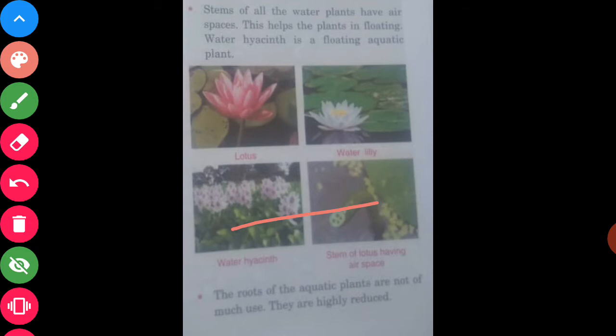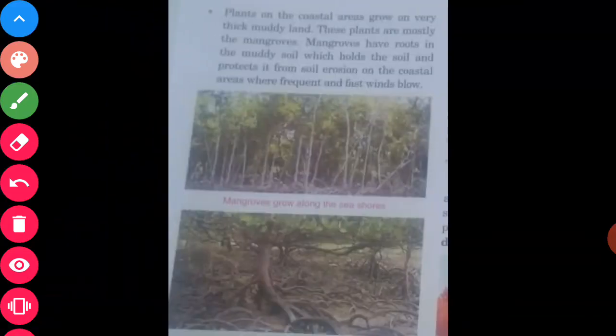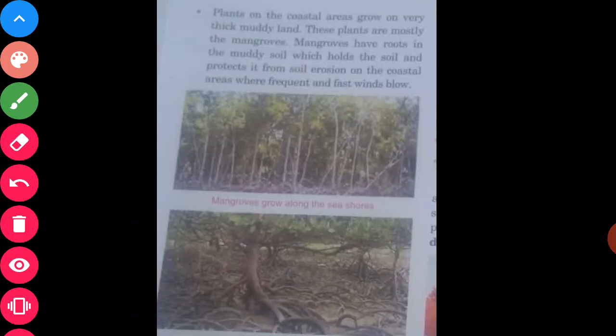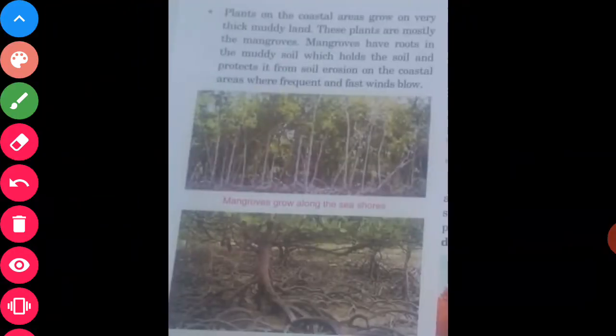Dear students, plants on the coastal areas grow on very thick muddy land. In muddy land, water is present, but the concentration of the water is not very high. These plants are mostly mangroves.